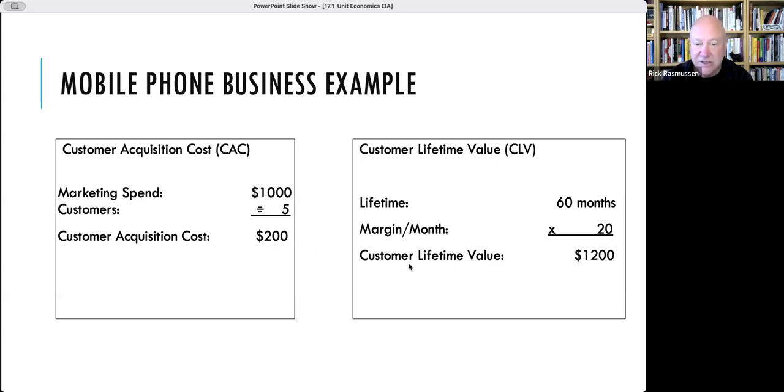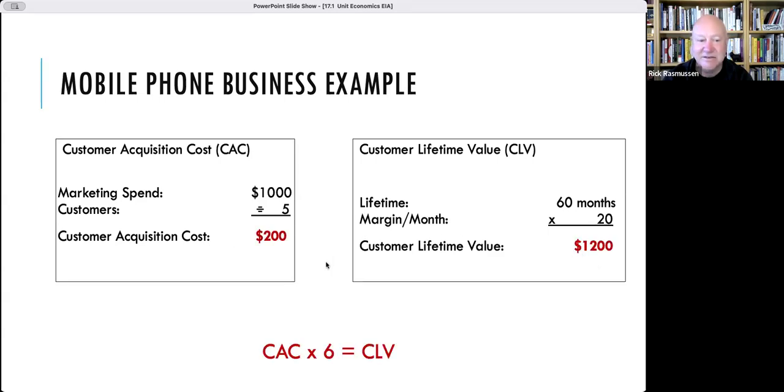Note here that there's a ratio between these. It's 6. So $200 times 6 is $1,200. And so I'm making 6 times as much as I've spent to acquire that customer. Is this good? Let's take a look.